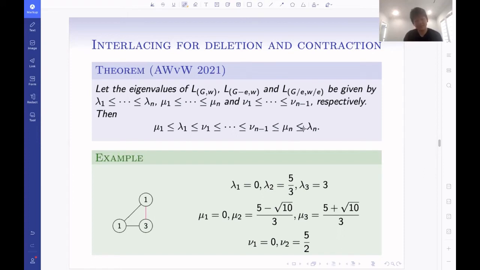For example, let this be my vertex wheel graph. G delete E, where E is the magenta edge, looks like this. G contract E looks like this. And the eigenvalues are given right here. And you'll notice it goes exactly 0 is less than or equal to 0, less than or equal to 0, less than or equal to 5 minus root 10 over 3, less than or equal to 5 over 3, less than or equal to 5 over 2, less than or equal to 5 plus root 10 over 3, less than or equal to 3.